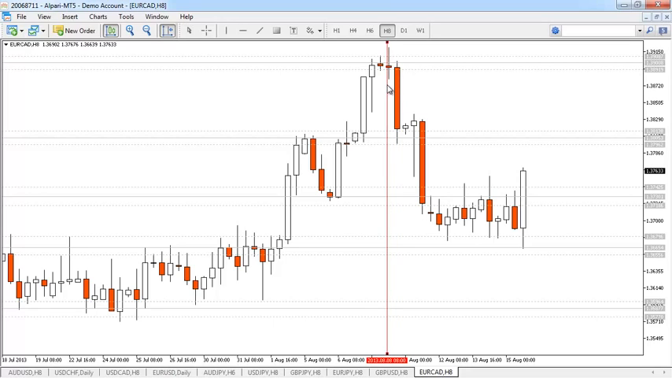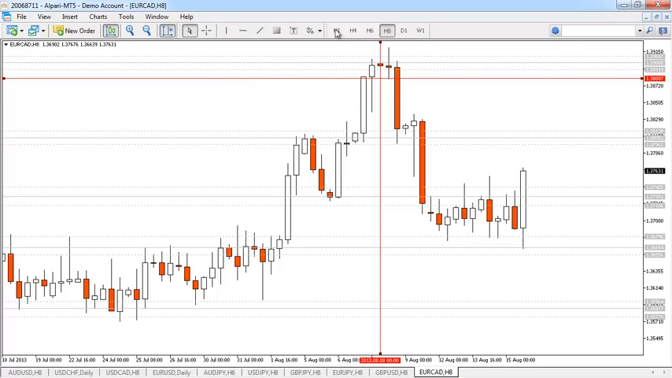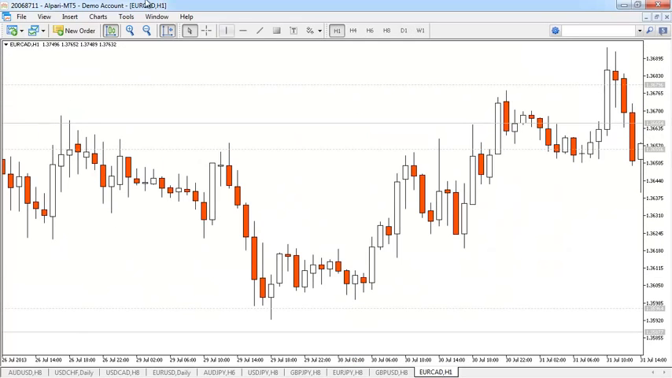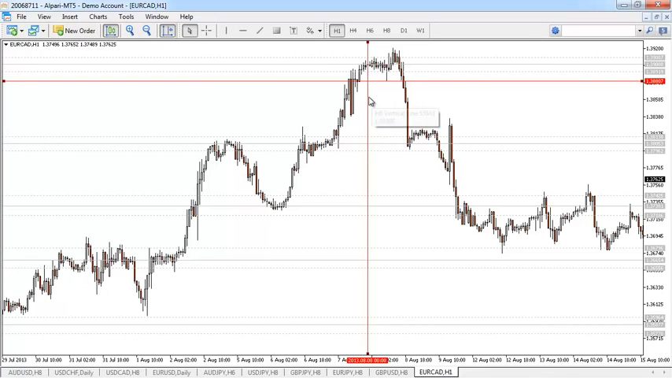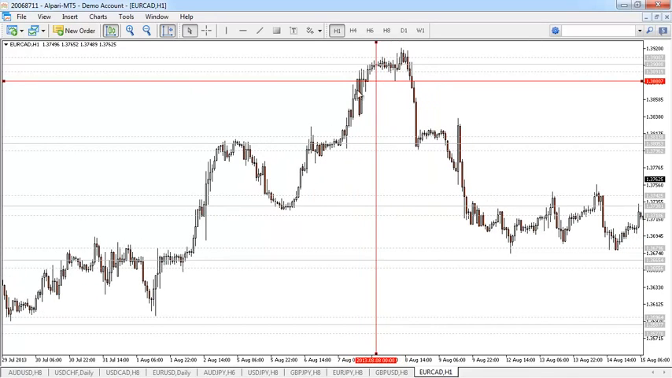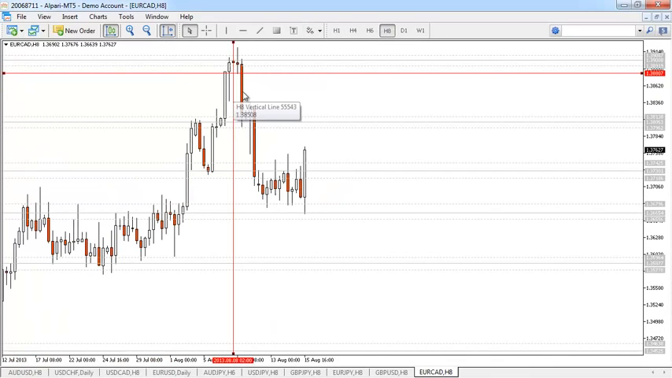I don't like how these lines work on this thing. Okay. Let's zoom in here. Wait, I think I put this line on the wrong area. Here we go.